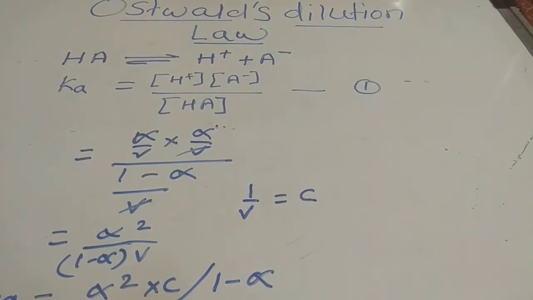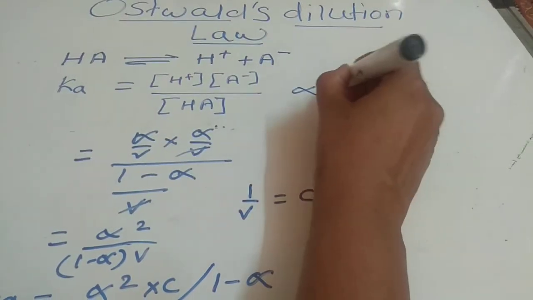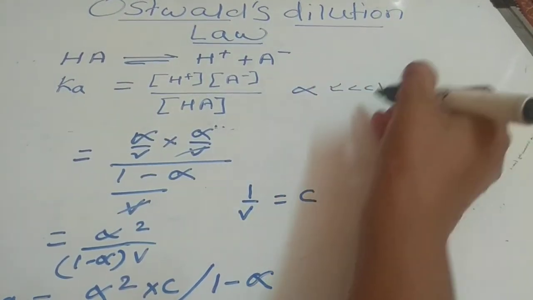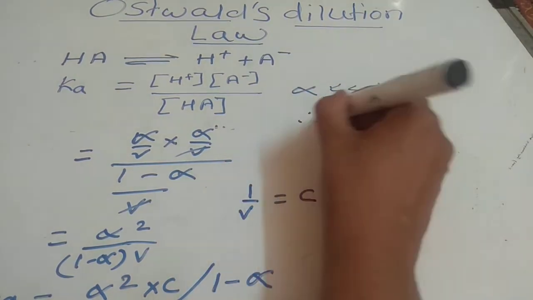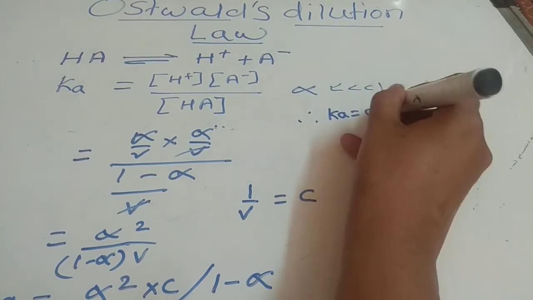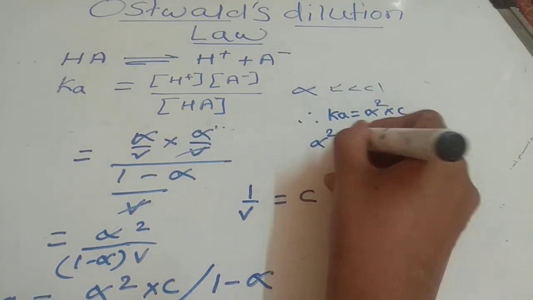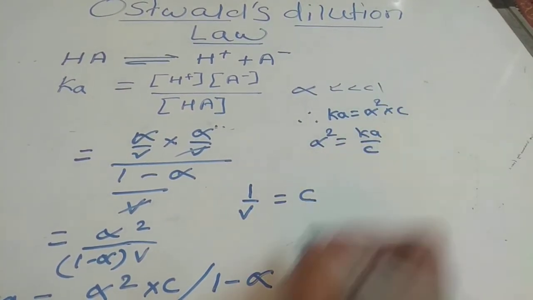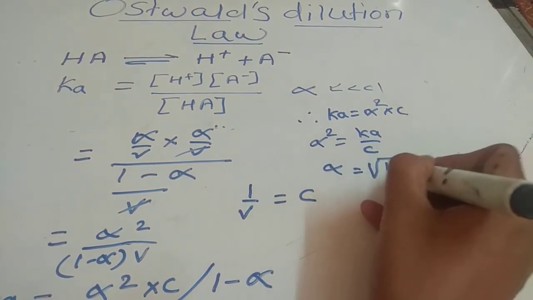But for a weak electrolyte, alpha is very small. Alpha is very small compared to 1. So 1 minus alpha can be neglected from this equation. So we get Ka is equal to alpha square into C. And alpha square is equal to Ka upon C, or alpha is equal to square root of Ka upon C.